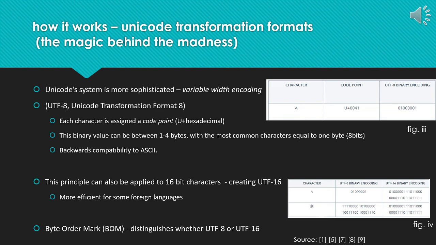In UTF-8, all characters are assigned a code point, as seen on the right, consisting of U plus a hexadecimal value. This code point is used to retrieve the character's corresponding binary data from a menu of sorts, called a reference plane, which I will explain in a moment. The binary value can be between 8 to 32 bits, with the most common characters equal to 8 bits. Unicode was also designed to be backwards compatible with ASCII in that the 128 most common characters worth 1 byte are all equal in value to ASCII's 128.